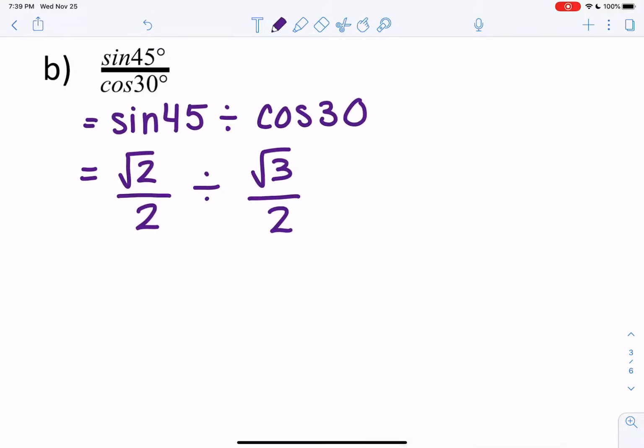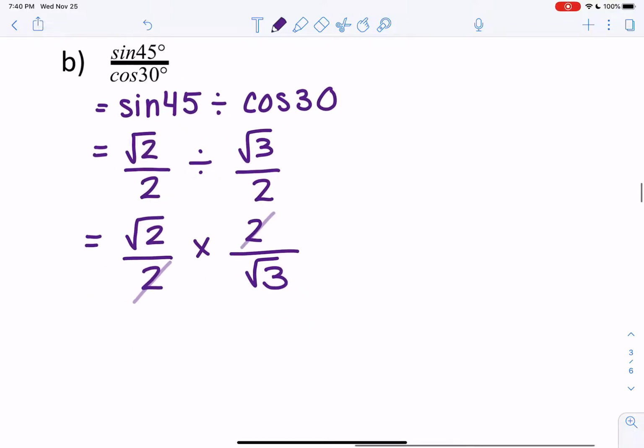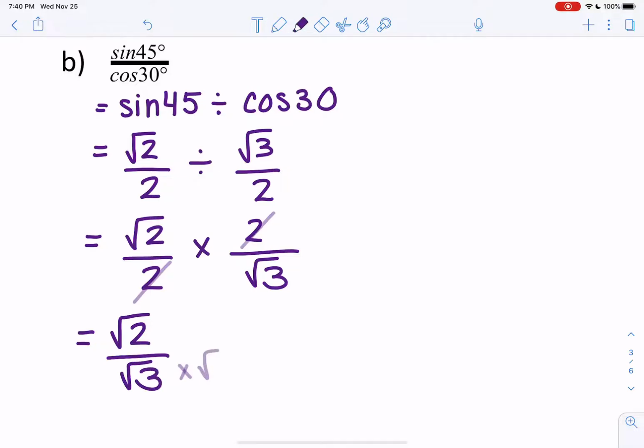Now, when we divide fractions, we flip the second one and multiply. So we'll take our first one, flip the second one, and multiply. So our 2's cancel here, which is nice. And we're left with root 2 over root 3. We don't want that radical on the bottom, so we multiply by root 3.